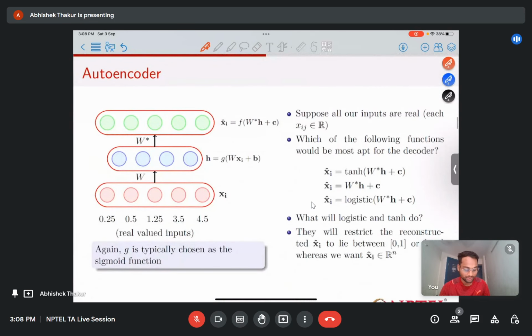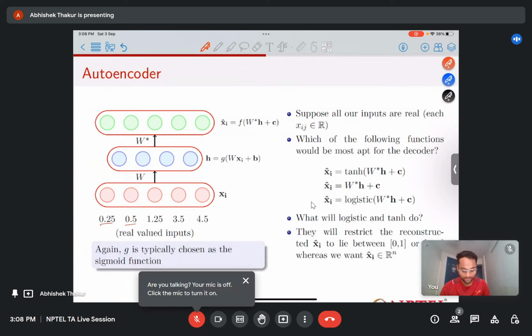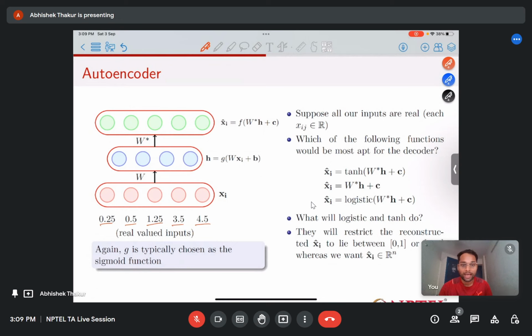Let's suppose now in this input, the xi are real, like 0.25, 0.5, 1.25, 3.5, and 4.5. So these are the real input values in xi. And suppose all our inputs are real in this case. So which of the following functions would be most appropriate for the decoder?